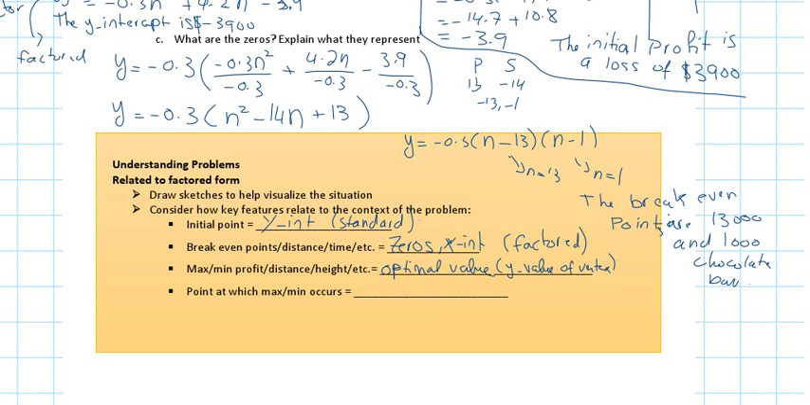Now, in this case, it says the point at which the maximum or minimum occurs. So again, maximum or minimum. So that means I'm looking at the vertex. Maximum, minimum means your vertex. So again, in this case, I'm looking for the actual vertex point, which is (h, k), and I need it in vertex form.